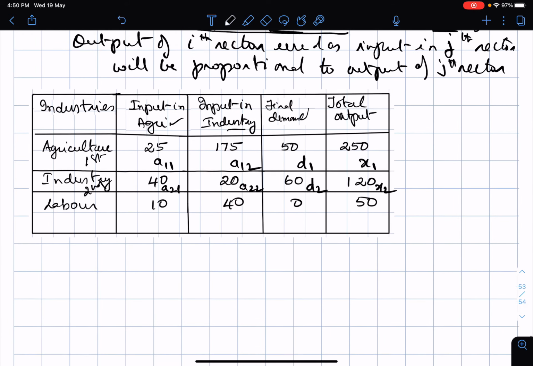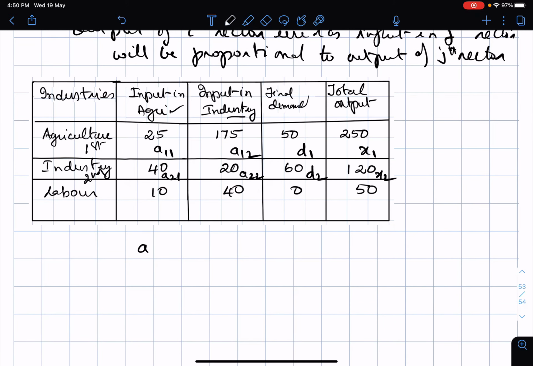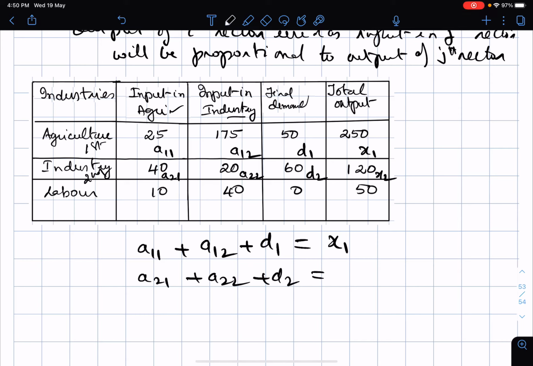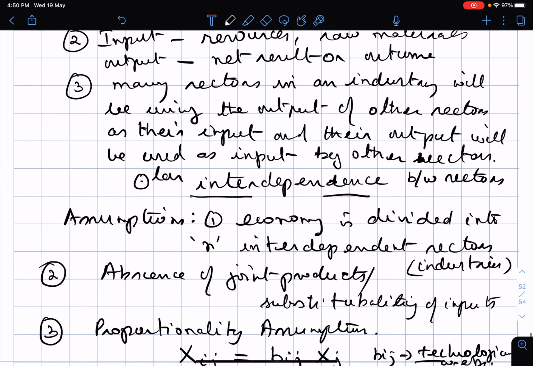So you can find an equation in this. Okay, what is that equation? A11 plus A12 plus D1 equal to our X1. Okay, so this is our equation 1. Okay, now similarly for the second one, you write it as A21 plus A22 plus D2 equal to X2.